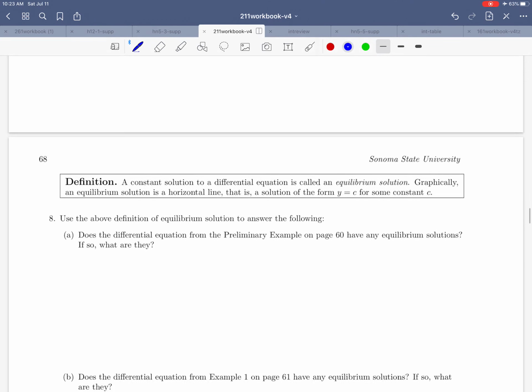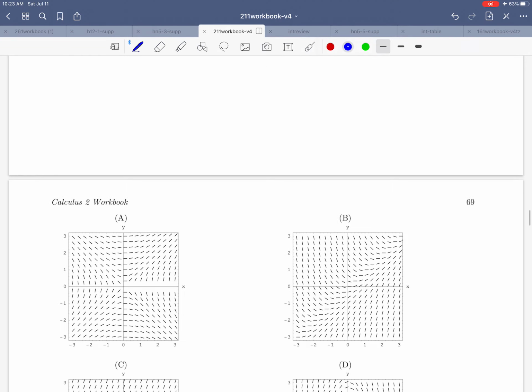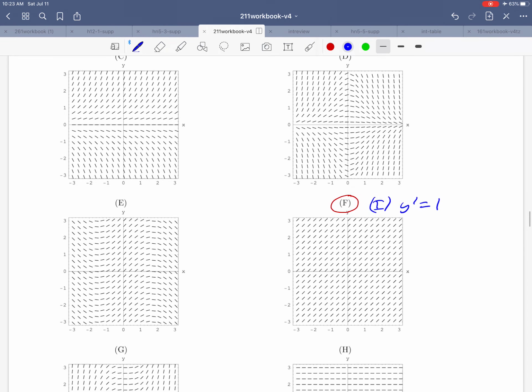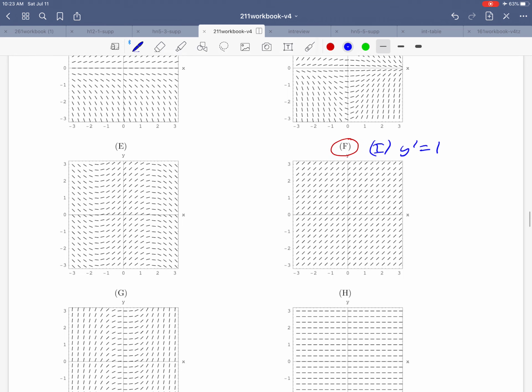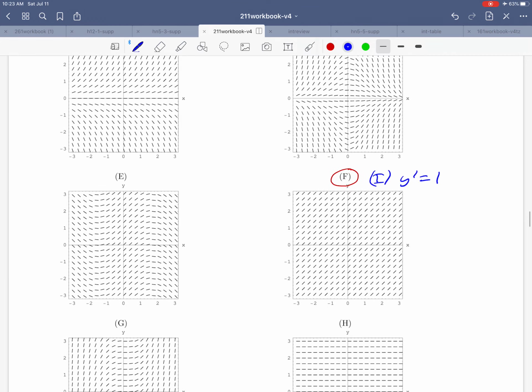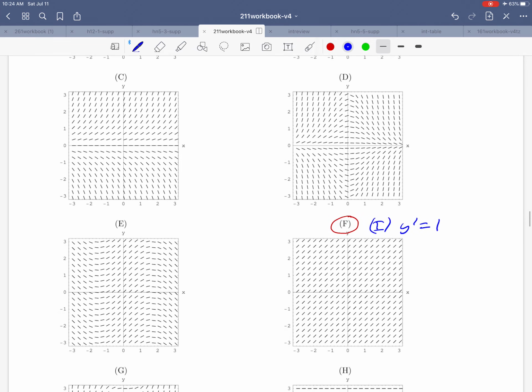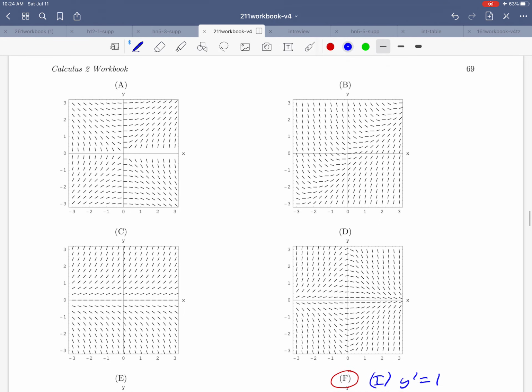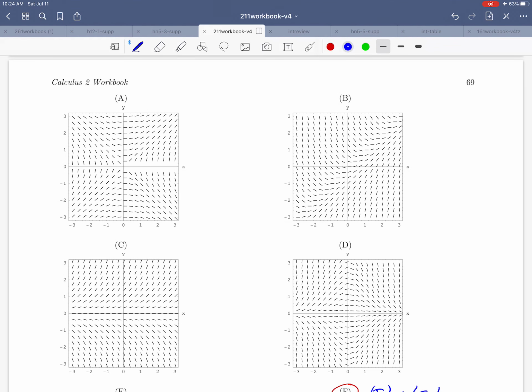Well, let's scroll here. If you were doing this on your own, this would probably take you a little bit longer. You'd need to one by one kind of go through these fields. Maybe what I could show you is sometimes you can rule out slope fields. So for example, let's say that we wanted to ask, could slope field A match?